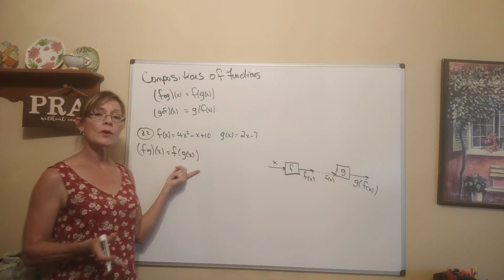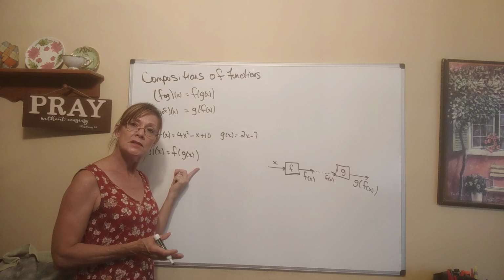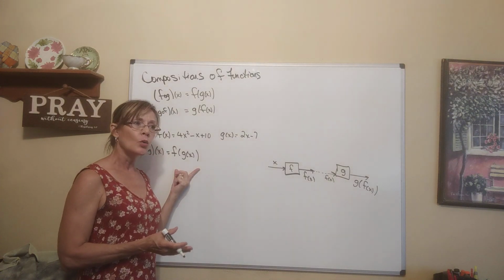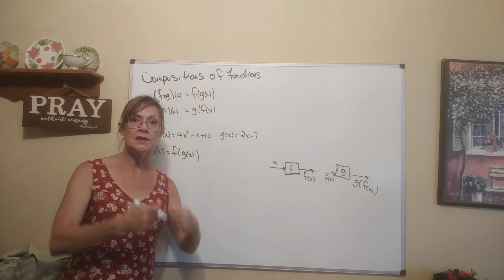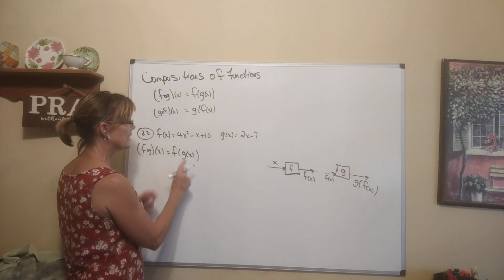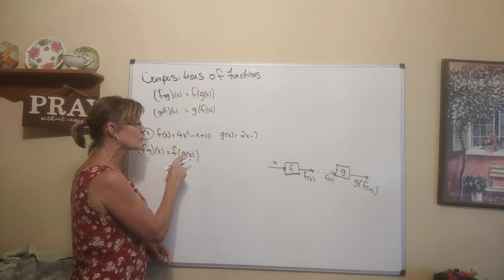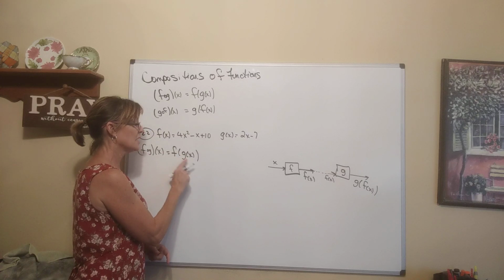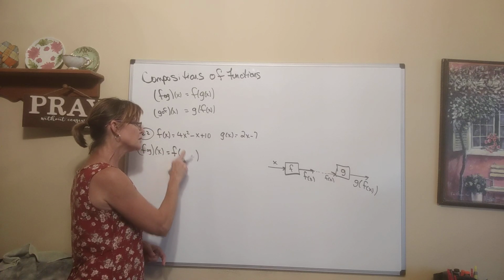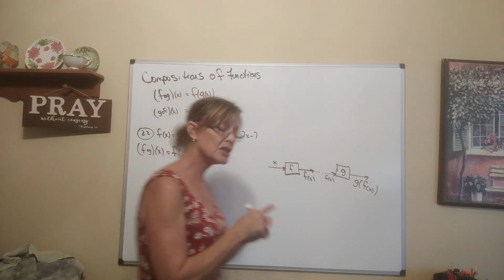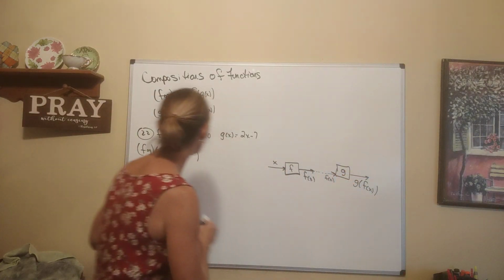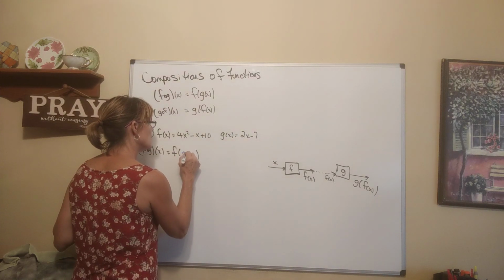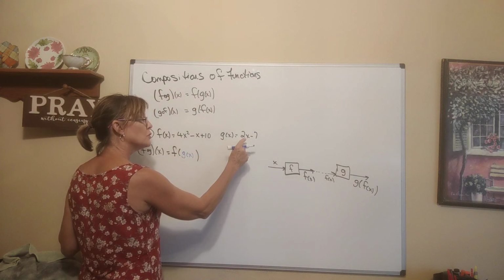I think of evaluating this kind of like order of operations, please excuse my dear Aunt Sally, where if you had more than one parentheses, you start with the innermost parentheses. Here, I'm going to start with the innermost parentheses. I'm going to replace g of x with what it's defined to be. So g of x right here is defined to be 2x minus 7.